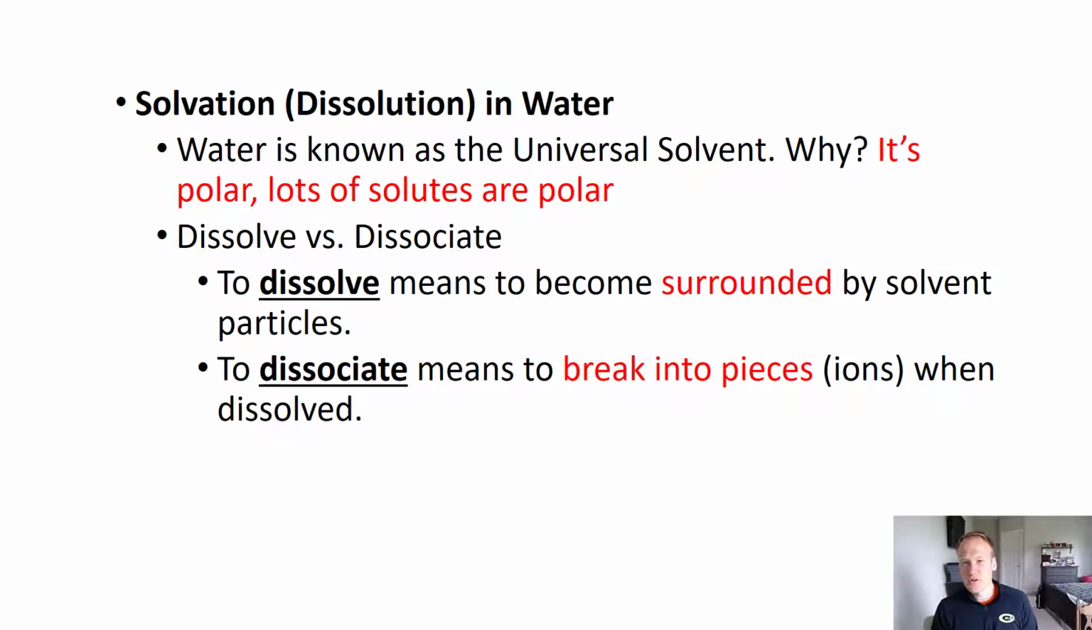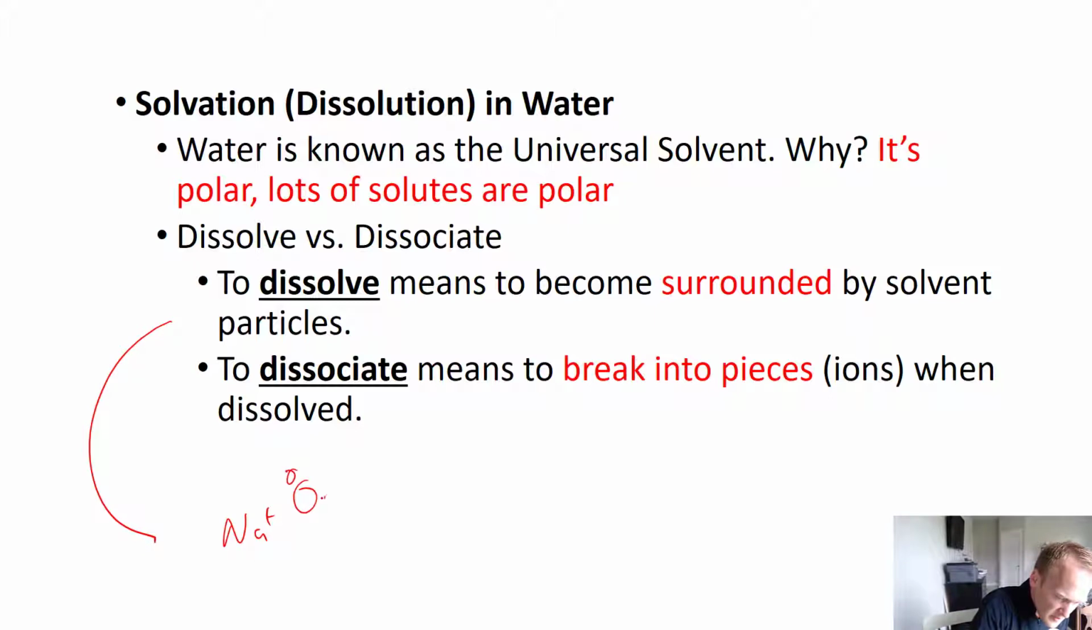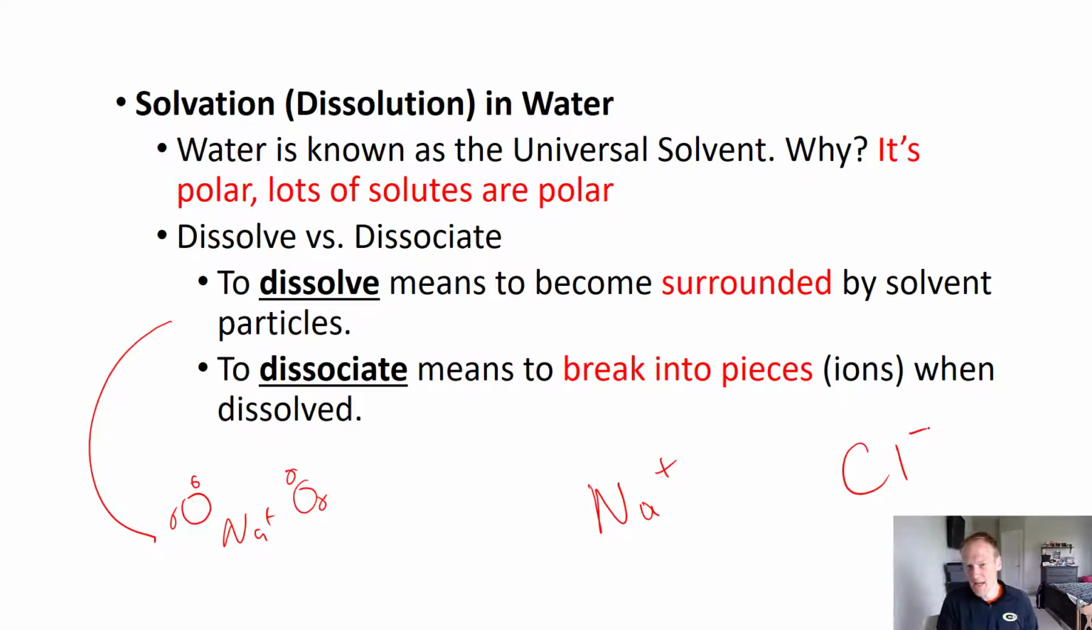Solvation, or dissolution in water, is the process of basically dissolving things in water. You get two words here, dissolve and disassociate. Dissolve means surrounded by solvent particles. So a dissolve would be like if I have a salt particle like Na+ here, and then water molecules would be all around it. That's dissolving it. But disassociating talks about the solute and how it breaks apart. If I have an NaCl cube, when we put it in water, it disassociates into its two ions, Na+ and Cl−. So there's two different words.